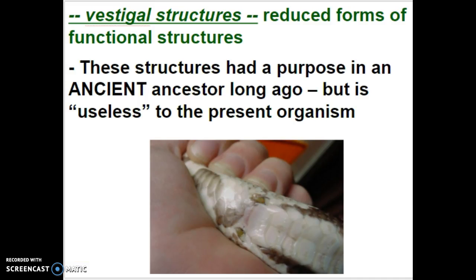Vestigial structures. These are kind of question marks in the organism. These are organs or structures that appear to not really have any type of function. So they are reduced forms of functional structures. Those structures or organs did have a purpose in an ancient ancestor, but are now useless to the present organism. Snakes, although they are considered limbless reptiles, they do have some vestigial arm and leg bones that are still present from their ancient ancestors that did use appendages to walk.